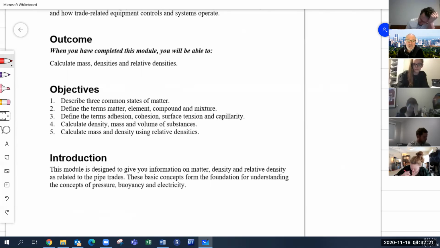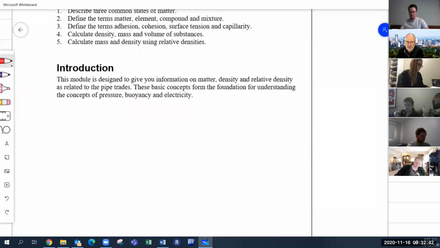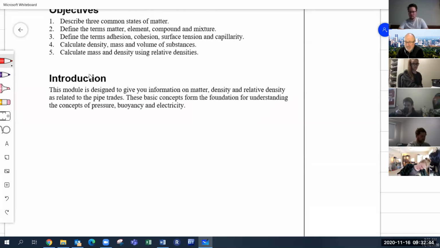We're going to define terms of adhesion, cohesion, surface tension, capillarity. We're going to then do some calculations according to density, mass, and volume of substances. And we're going to calculate mass and density using relative densities. Okay, now they have a little bit of introduction here, and this is the basic concepts for understanding the concepts of pressure, buoyancy, and electricity.